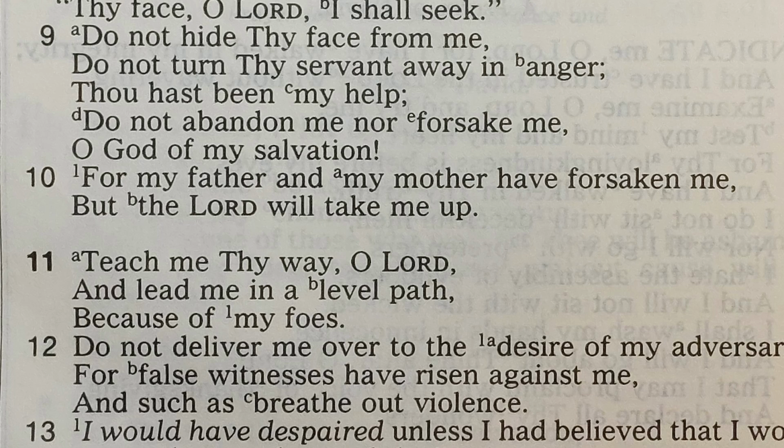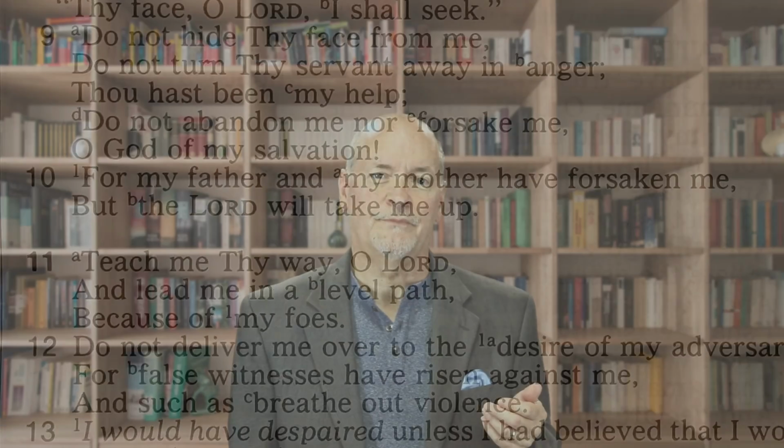This is a good reason for us to understand this kind of language. Instead, David is amplifying the care of the Lord, making it so much greater that it was as if his parents had forsaken him. Hebrew poetry is really very, very powerful, and it's worth the effort to better understand it.